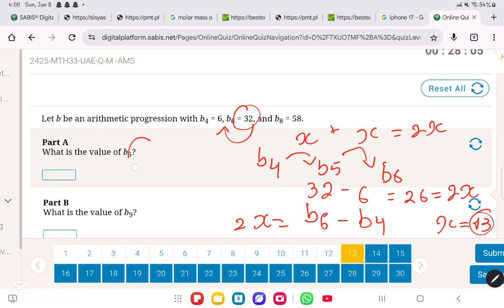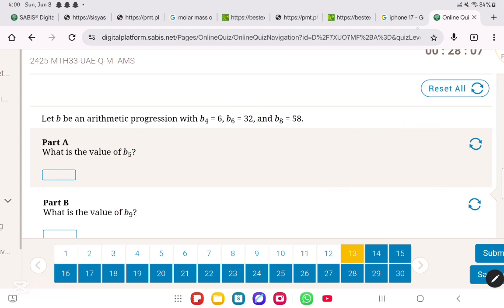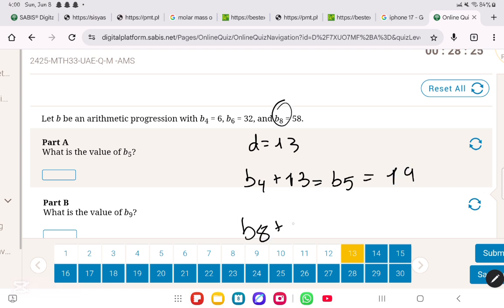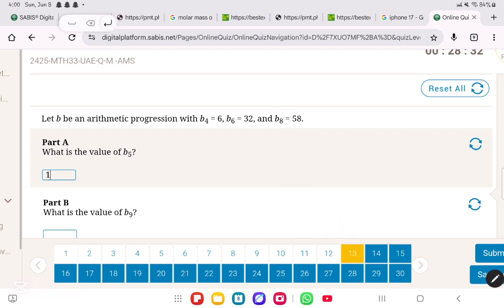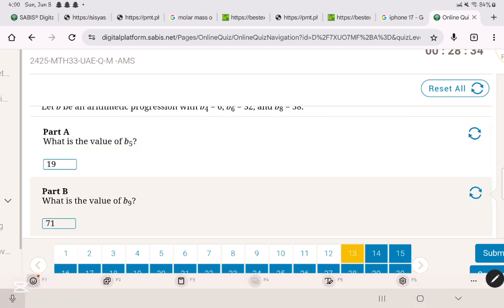But we did not find b5 and we did not find b9. But very simply, what we can do now is we have the common difference d, which is 13. Very simply, b4, add to it the common difference 13, you will get b5. So b5 is equal to 6 plus 13, which is 19. And for b9, it's the same thing. Just take b8, add to it 13, you will get the value of b9, which is 71. So the answers are 19 and 71.